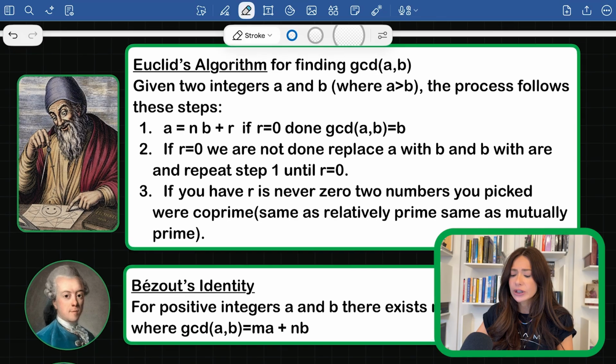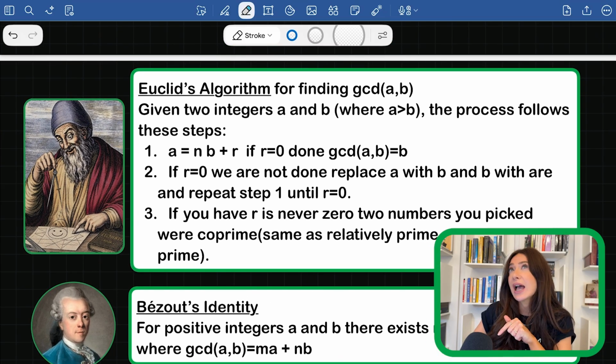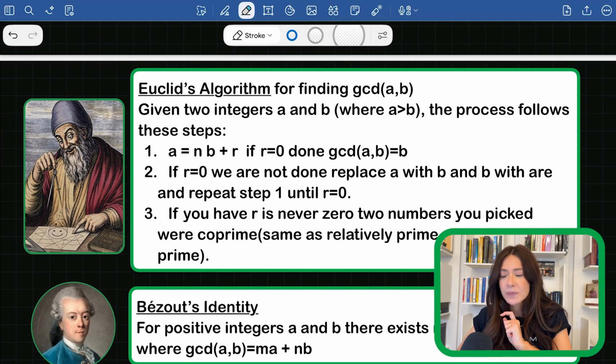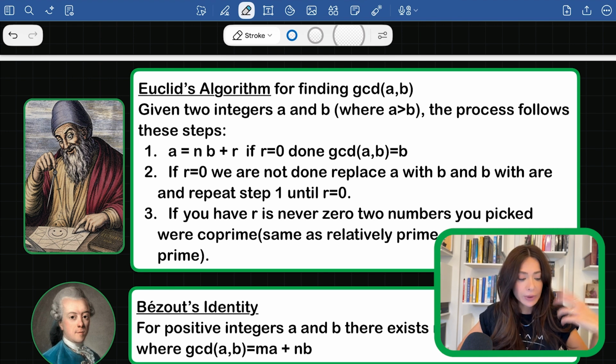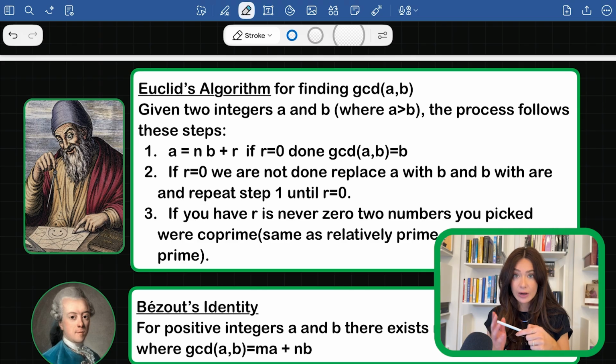We will start with Euclid's algorithm. This is how he would have thought of this, okay? So for Euclid, a number was a length. So you give me a number like 12, and I'm thinking of it being a length, like on a ruler.